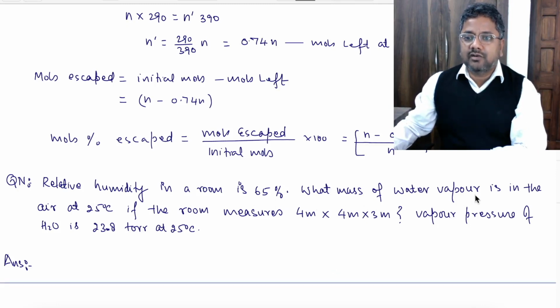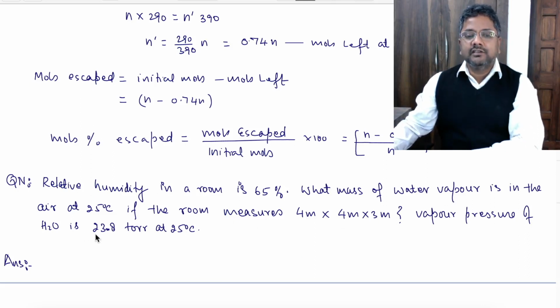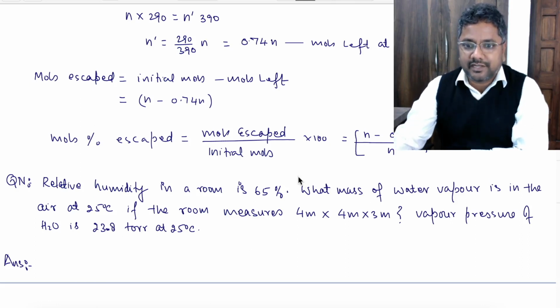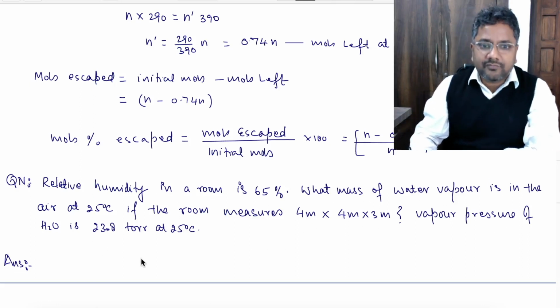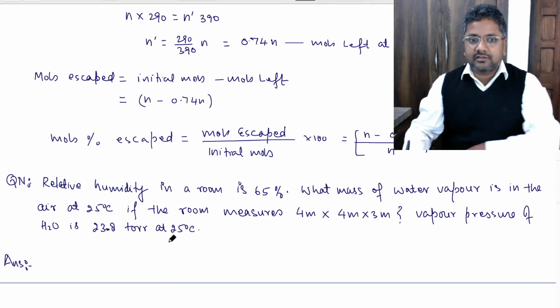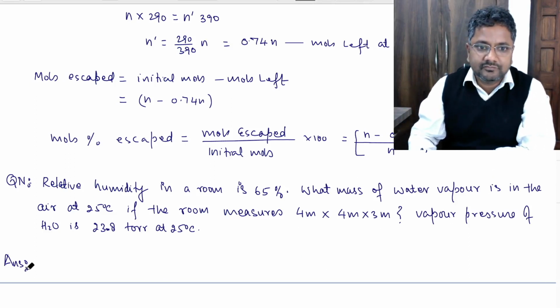What mass of water vapor is in the air at 25 degrees Celsius, if the room measures this? The vapor pressure of water is 23.8 torr at 25 degrees Celsius, right? So first, all of you should know what relative humidity is. After that, you can calculate the mass of water present in the air.